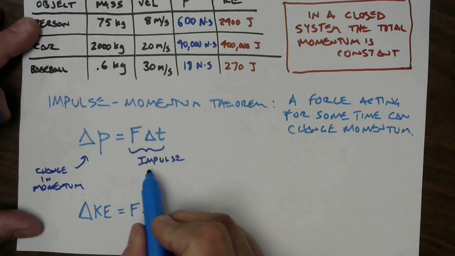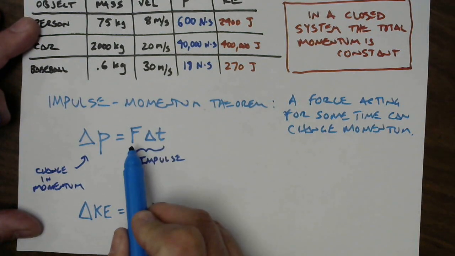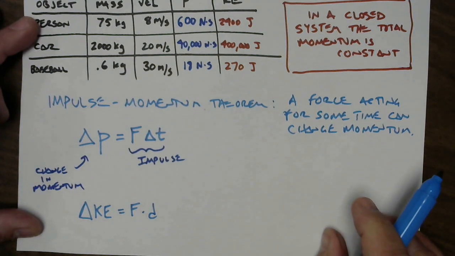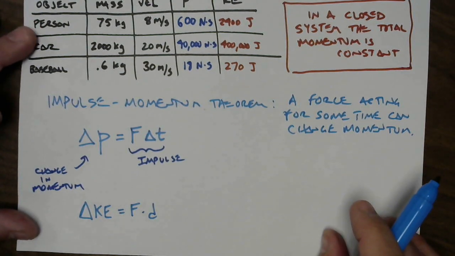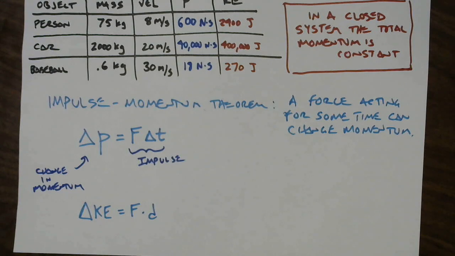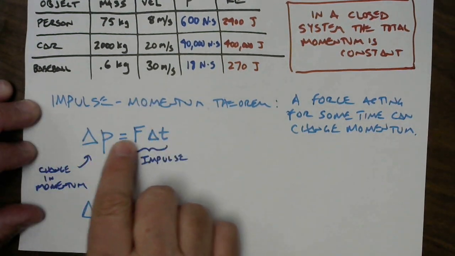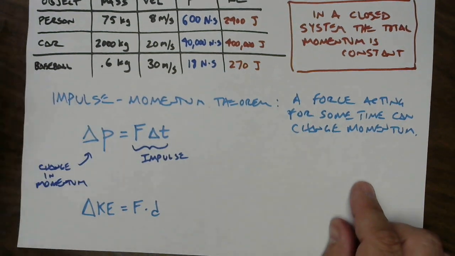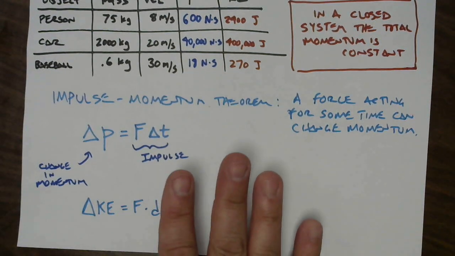Now, I'm not going to say too much more about this impulse because it's a really simple concept. You just take the force and multiply by the duration of that force, and there's your impulse. So if the word impulse appears in the equation or in the problem, then you're going to be using the impulse momentum theorem. And now let's get to solving some problems involving collisions.